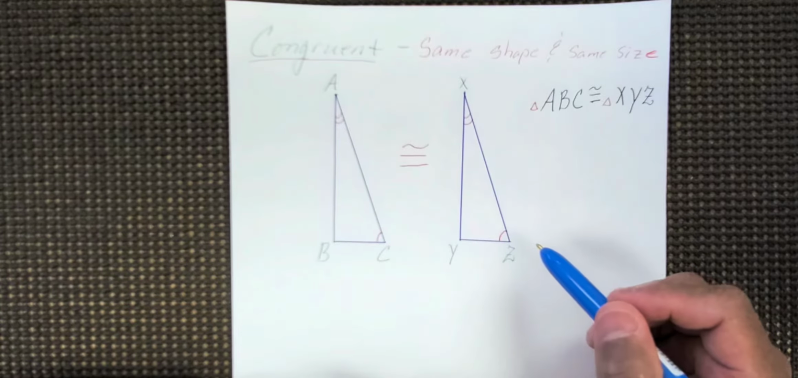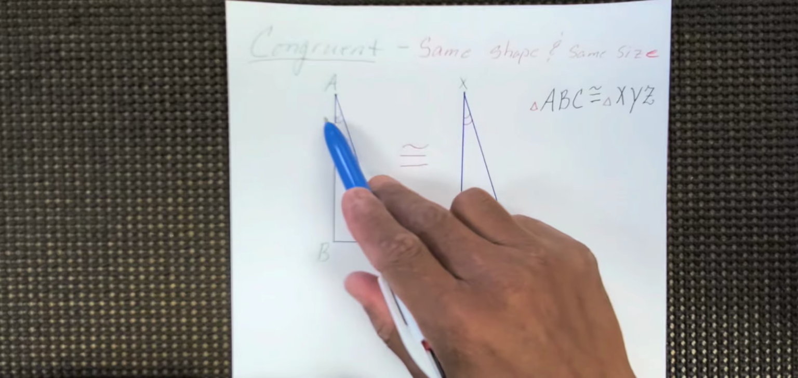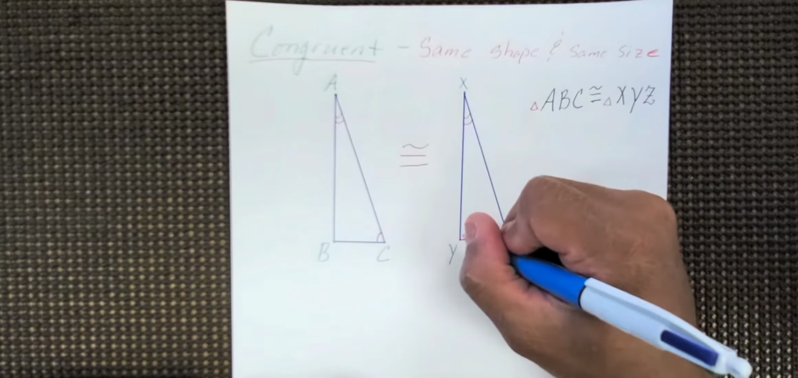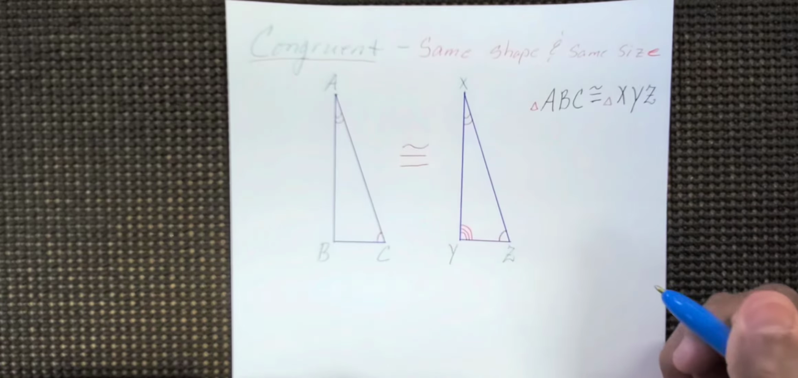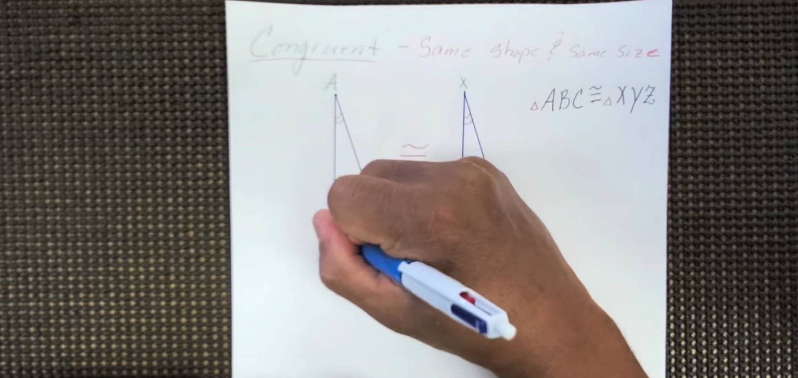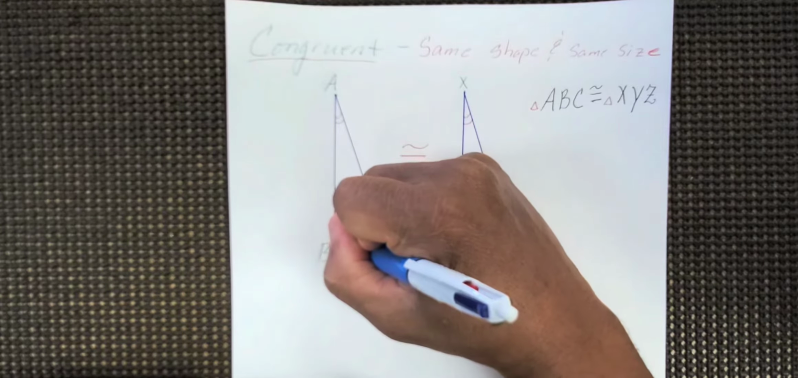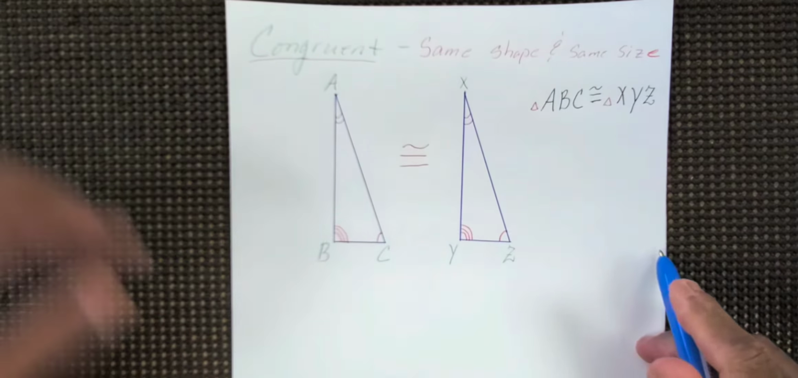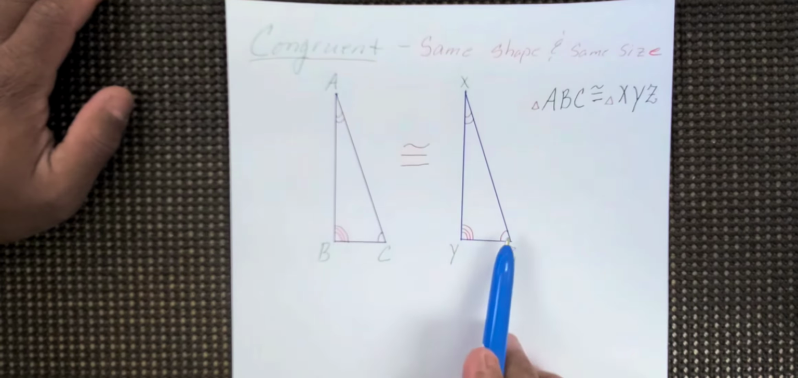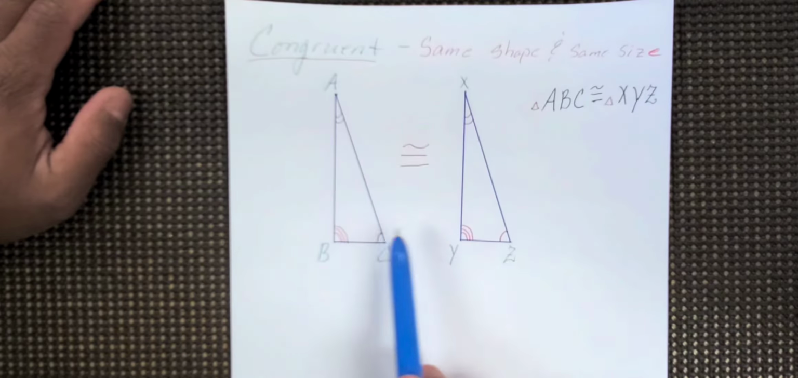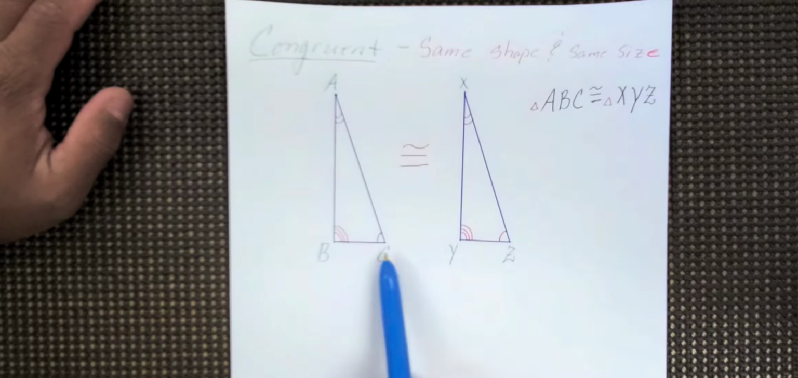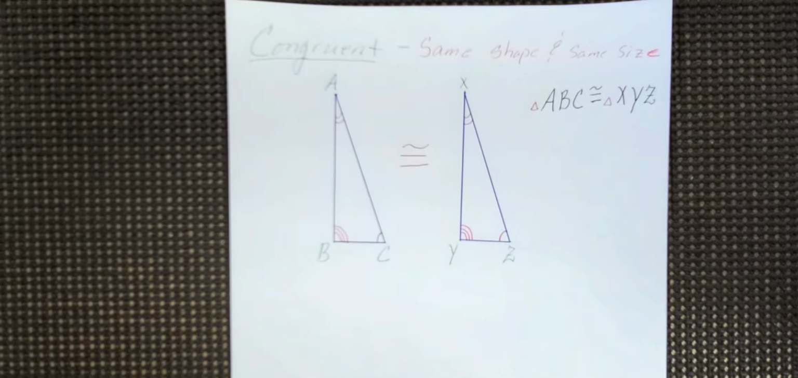Only the angles with the same amount of arcs, like angle X and angle A, are congruent because they both have 2 arcs. Angle Y will have 3 arcs. Angle B will also have 3 arcs. What I'm trying to indicate to you is angle A is congruent to angle X, angle B is congruent to angle Y, and angle C is congruent to angle Z.